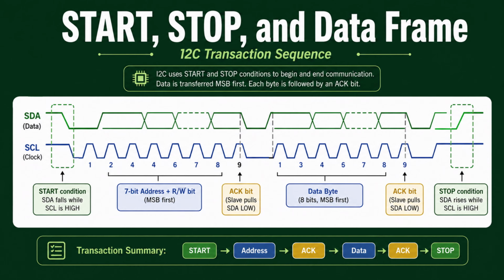Every data byte contains 8 bits and is transmitted most significant bit first. Each byte is also followed by an acknowledge clock. The transaction ends with a stop condition. Stop occurs when SDA changes from low to high while SCL remains high. The complete basic sequence is therefore start, address, ACK, data, ACK, and stop. More advanced transactions may use a repeated start, instead of releasing the bus with a stop condition.